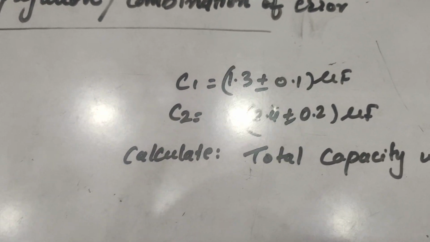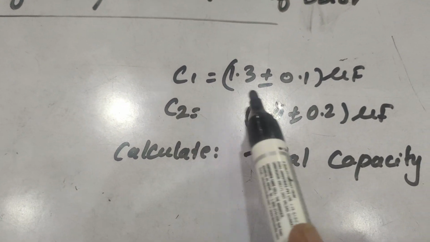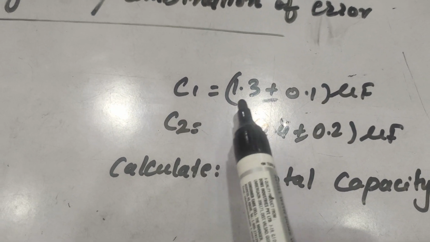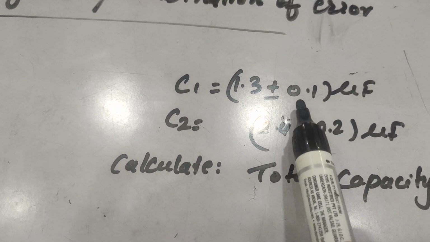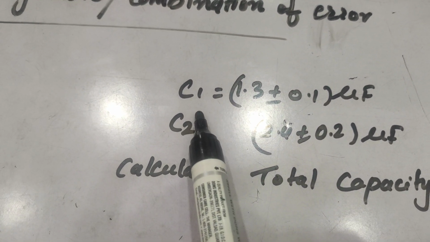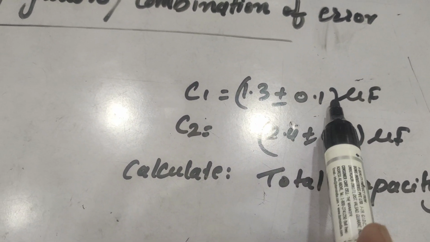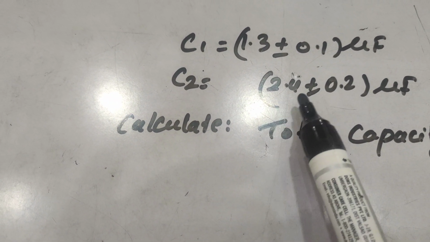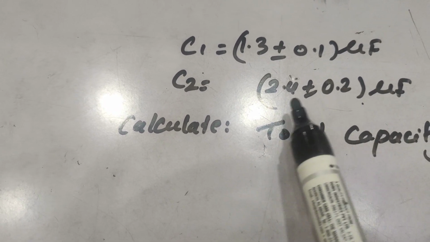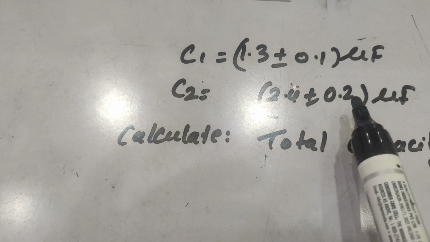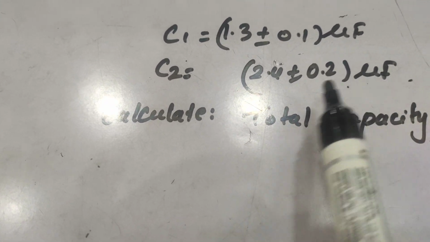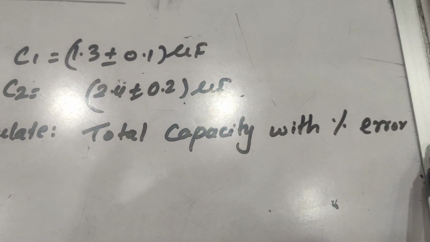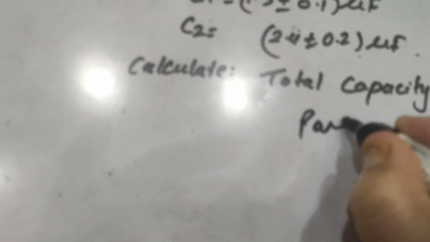Here we are given C1, the value of capacitance 1, equal to 1.3 plus minus 0.1. Here 1.3 is its measured value and 0.1 is the error. What that means is the value of capacitance can be 1.2 or 1.4. Similarly, C2 is another capacitance having the value 2.4 plus minus 0.2, meaning this value can lie between 2.2 and 2.6 microfarad. What we have to calculate is the total capacitance with percentage error when these are connected in parallel.